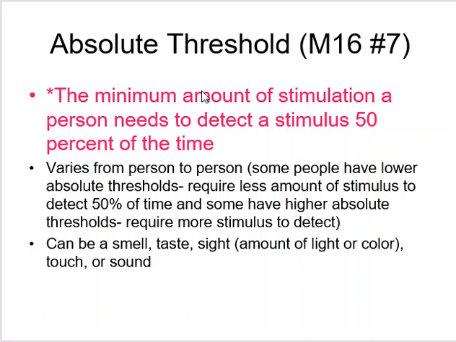For example, my absolute threshold for noticing a smell would probably be much lower than my grandmother's absolute threshold for noticing a smell, because her sense of smell has deteriorated as her sense of taste has deteriorated as she ages. So this could be different for each person. So let's take a look at some examples here.